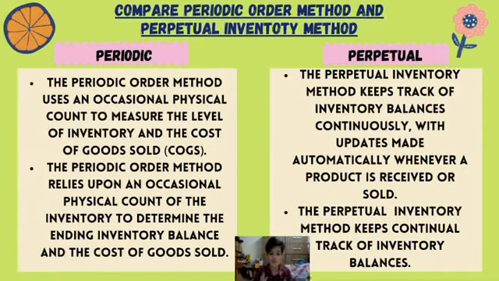I will start with the periodic order method. The periodic order method uses an occasional physical count to measure the level of the inventory and the cost of goods sold. It relies upon an occasional physical count of inventory to determine the ending inventory balance and the cost of goods sold.